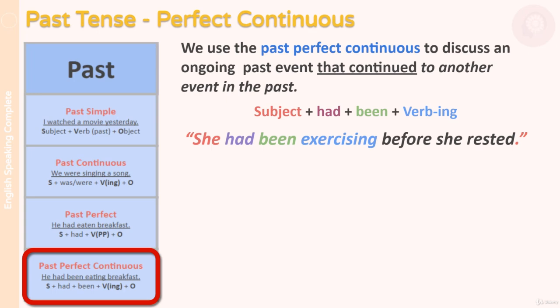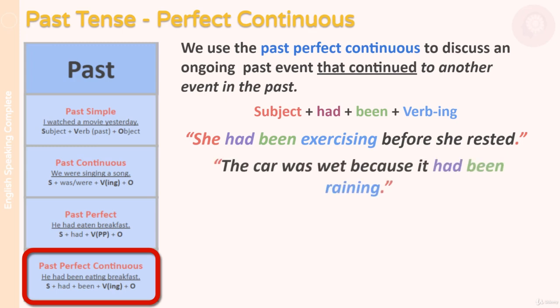She had been exercising before she rested. So two things, exercising and resting. So the exercising happened right up until she rested. She had been exercising before she rested. Here we've got a slightly different structure. The car was wet because it had been raining.